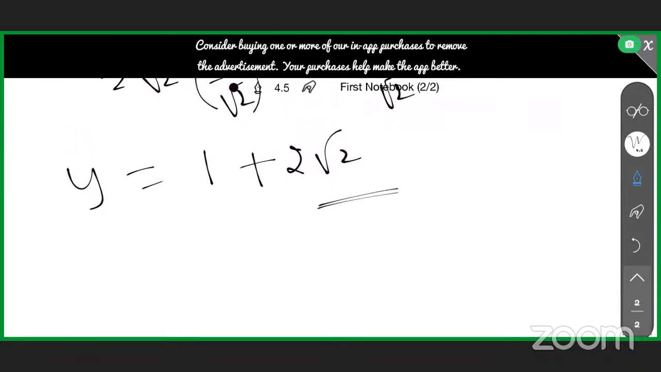So this is the coordinate of P, root 2 comma 4, in the old coordinate system. Now next question.